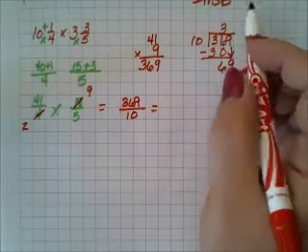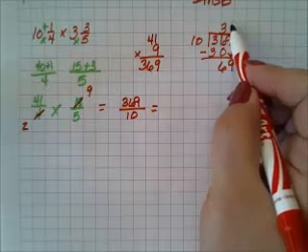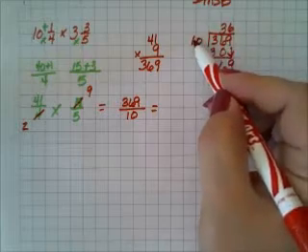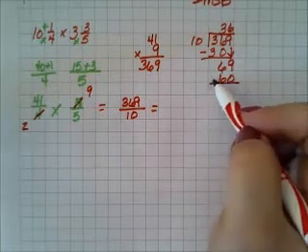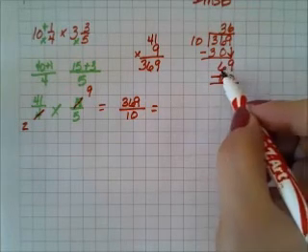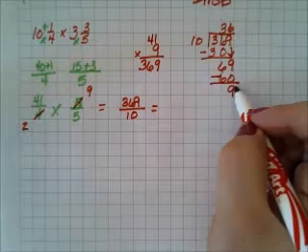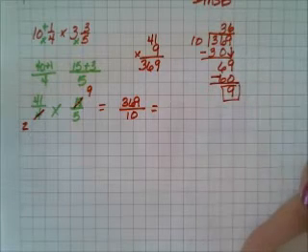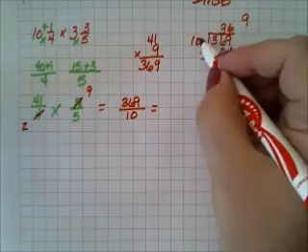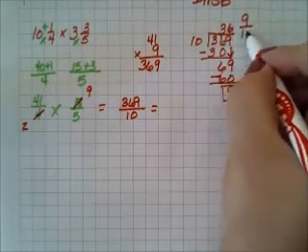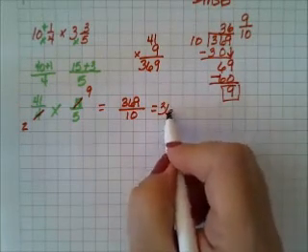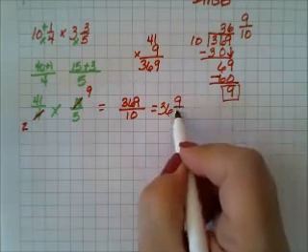10 goes into 69 how many times? It goes in 6 times. 6 times 0 is 0. 6 times 1 is 6. Now we're going to subtract. 9 minus 0 is 9. 6 minus 6 is 0. So I have a remainder of 9. And I put that 9 over my divisor, which is 10. So my answer is 36 and 9/10.